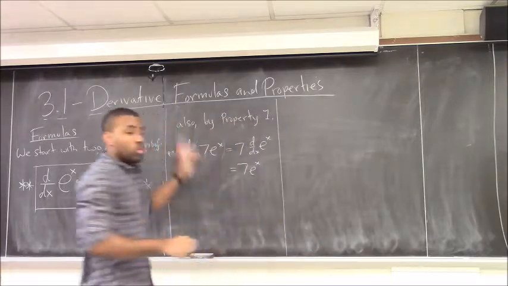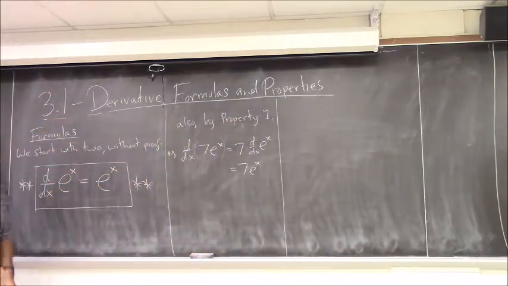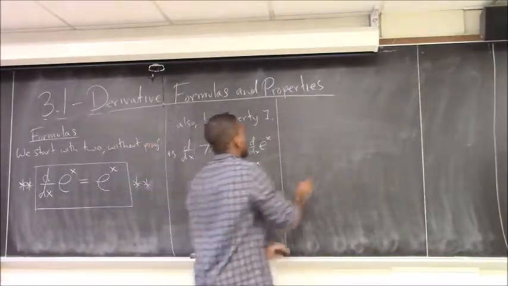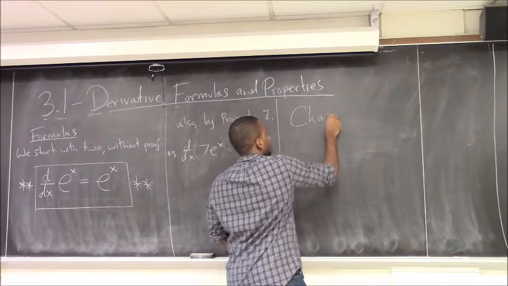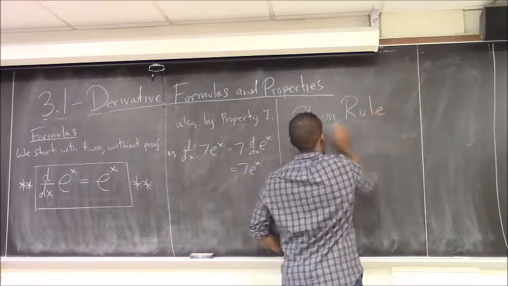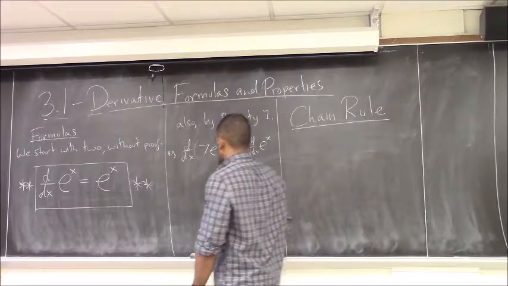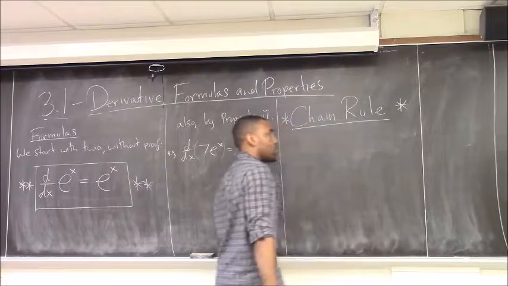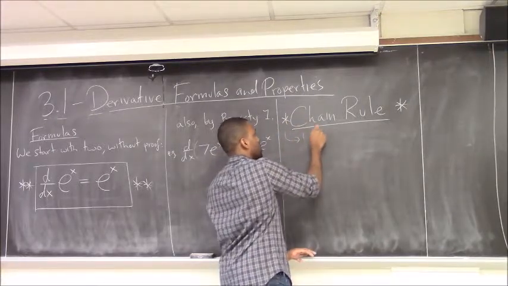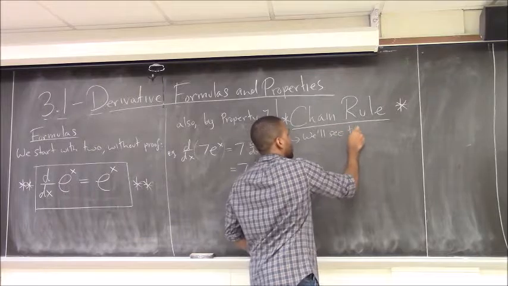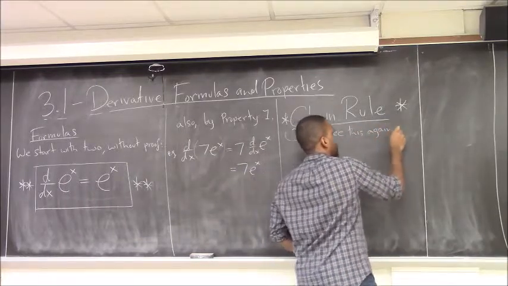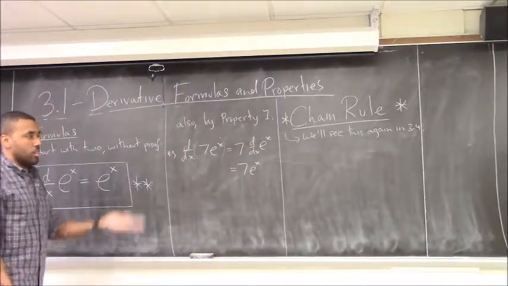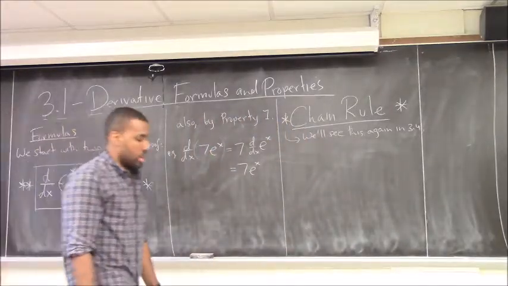Another rule, which we'll revisit in 3.4, but I want to actually use it to prove some things because it's easier to prove with this rule. Kind of a big deal. It's called the chain rule. Super important rule. It's one of the fundamental derivative rules. We'll see this again in 3.4, but I'll literally be using it all the time up until then. A lot of things are just easier if I have this rule to use at my disposal.